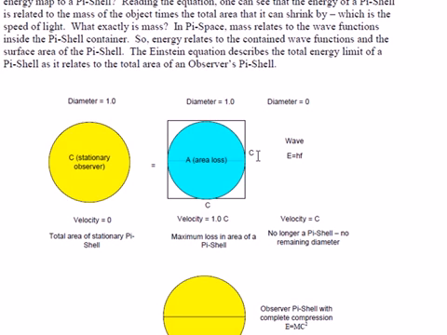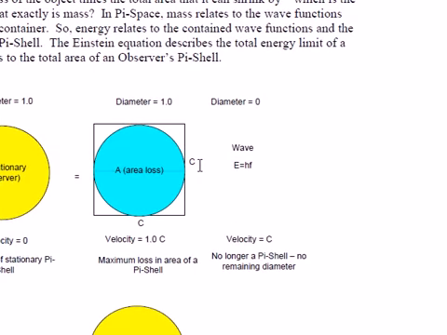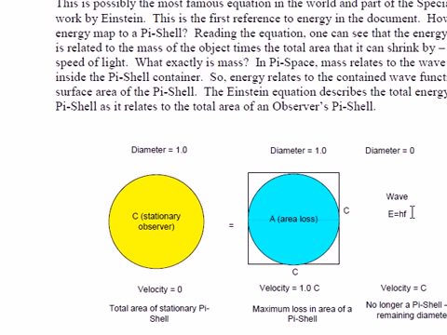So when you move in pi space, or in reality, essentially all that happens according to the theory is that the atom shrinks. When you travel at the speed of light, which is the fastest that you can travel, you've essentially used up all of the diameter of the object, and the atom would theoretically return to a wave format, which is E is equal to hf.